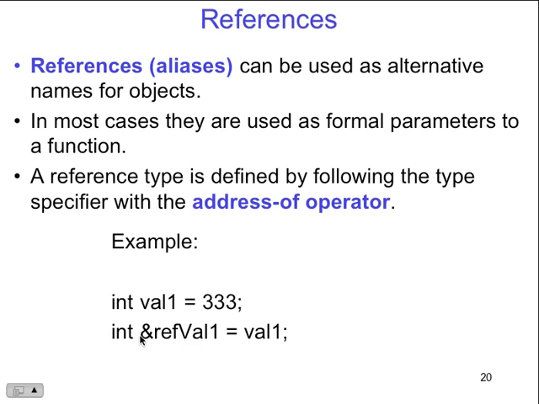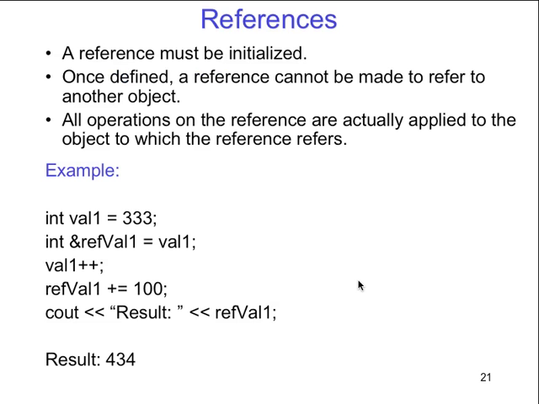So here we have an integer, the address of reference value 1 is equal to value 1. So we say the address of this particular operator is equal to 333. If we substitute value 1 for the value of value 1 in terms of the address of... I know the blank stares are starting already.